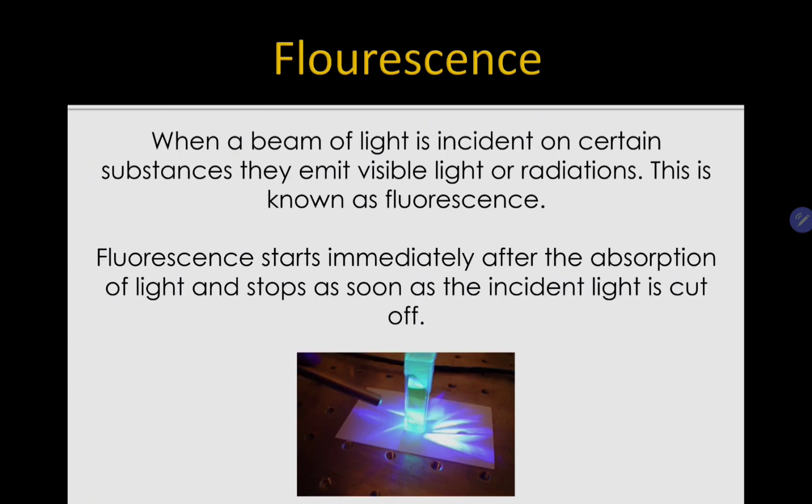Let's talk first about fluorescence. Fluorescence is when a beam of light is incident on a certain substance and it emits visible light or radiation. This is known as fluorescence. This means that when a certain molecule has been exposed to a high beam of light, it will immediately emit radiation. Fluorescence starts immediately after the absorption of light and stops as soon as the incident light is cut off. In this picture, as you can see, it emitted light. The moment its light source is cut off, the light will stop immediately. So that is fluorescence.